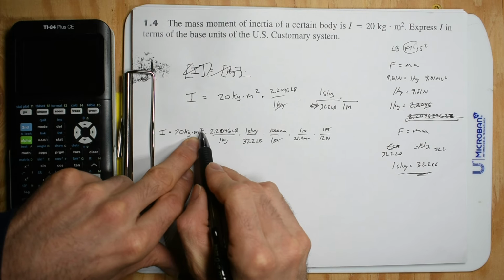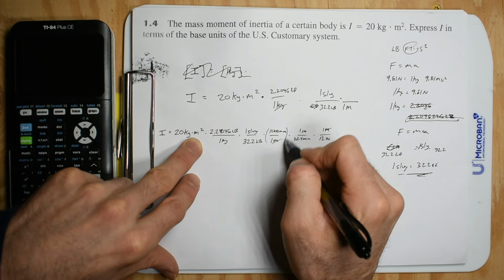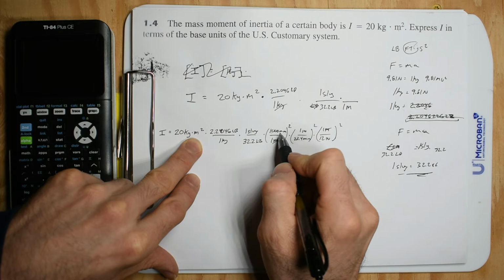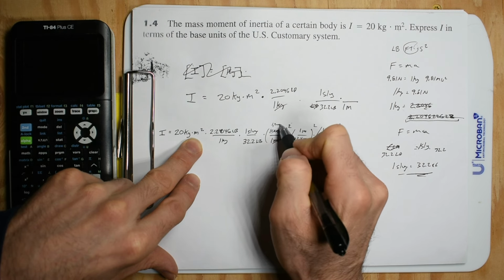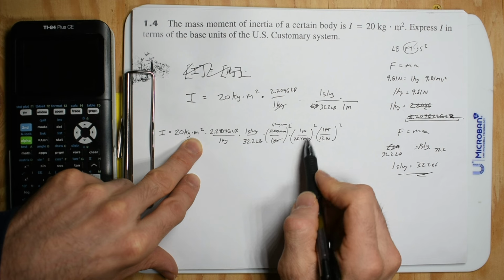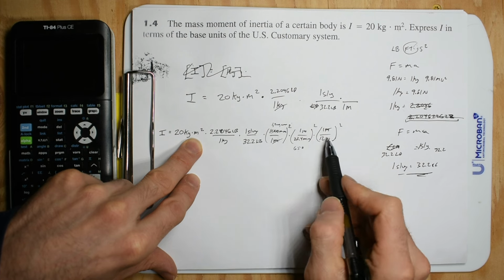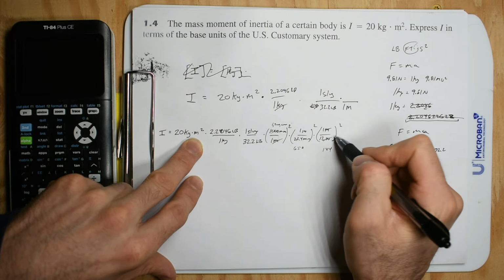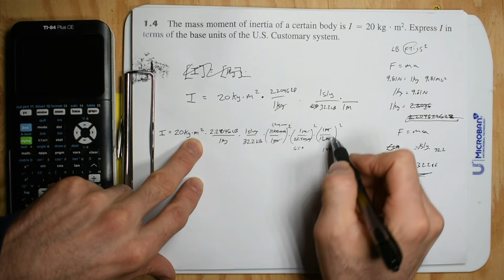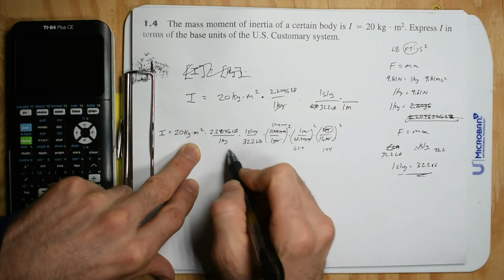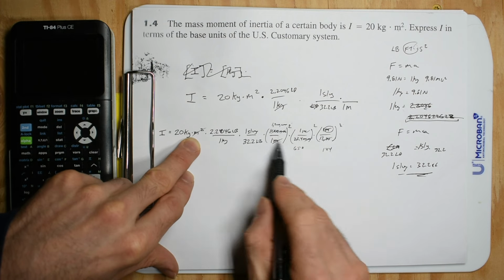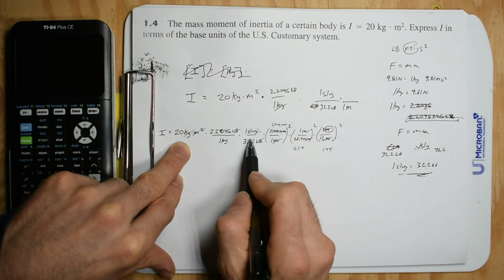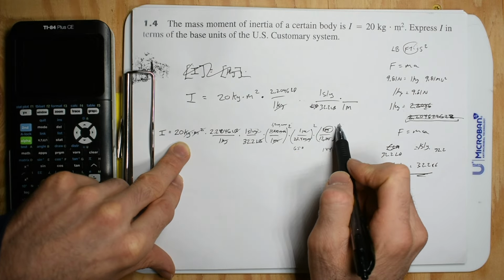But here, we have meters squared. So all these things square. The ones don't change, but this is 1,000 squared, so this is a million. This is 25.4 squared, so it's like 650 something. This is 12 squared, it's 144. So definitely don't mess up on that aspect. Millimeters cancel. And then what we're left with is feet squared. So meters cancel, pounds cancel, kilograms cancel. We're left with slug, feet squared.